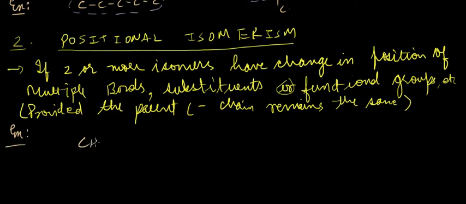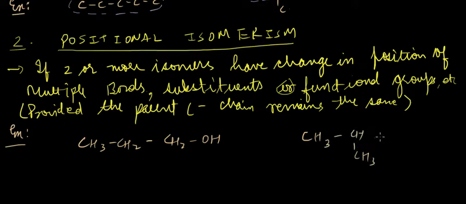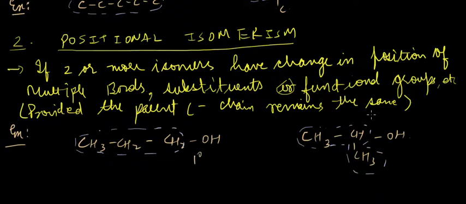So we have a chain like this. What is the parent carbon chain here? The parent carbon chain here is this, and here it is this. Is the location of OH the same in both cases? No. Here it is 1 degree, here it is 2 degree. Hence the location of the OH group changed from the first carbon to the second carbon. Hence it is an example of positional isomer.